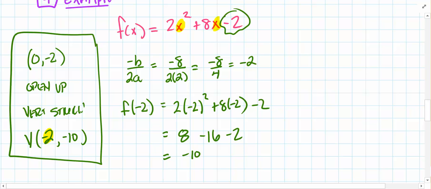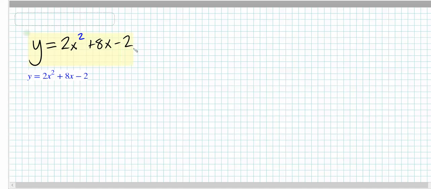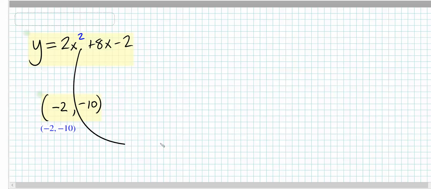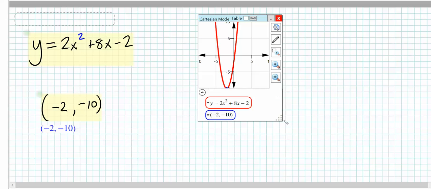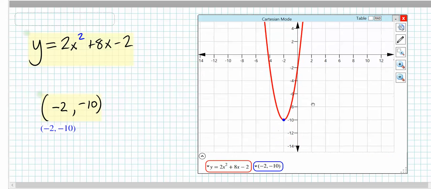Okay, so here's what I'm going to do. I'm going to switch over to this program, and I'm going to write that equation, the quadratic, in. It was 2x squared plus 8x, minus 2. And where was the vertex? Negative 2, comma, negative 10. Okay, good. So I'm going to put both of these on a graph, and let's take a look at what we have here. Hey, that's pretty sweet. Check that out. The vertex is definitely right there at negative 2, negative 10, right?